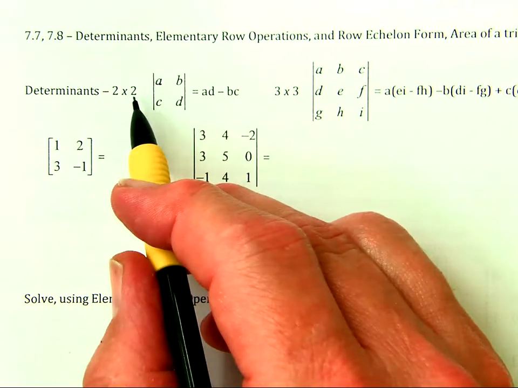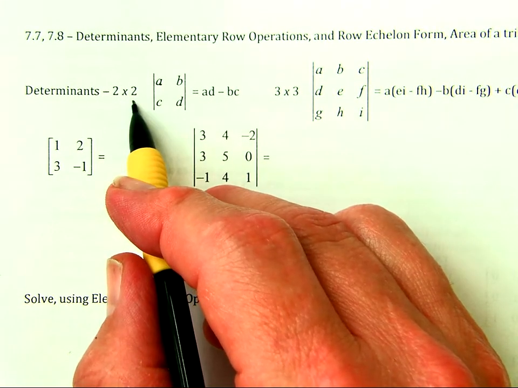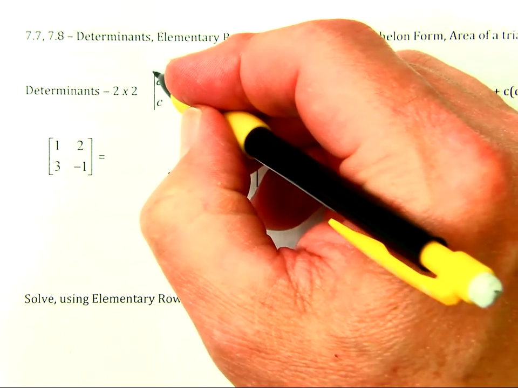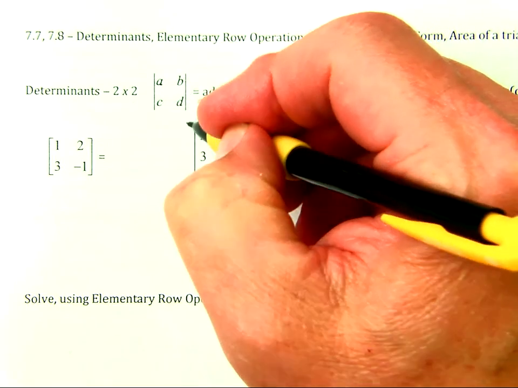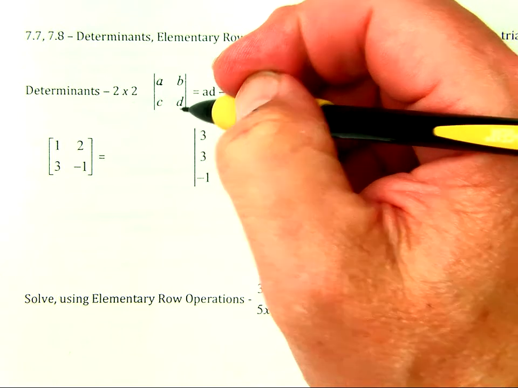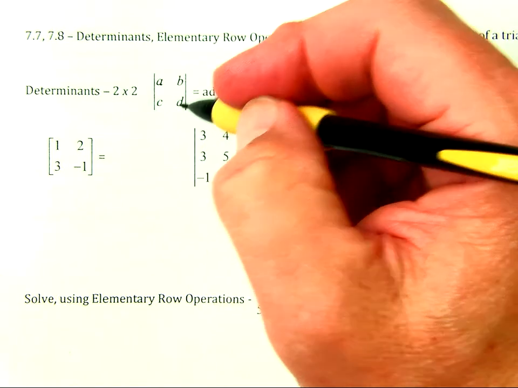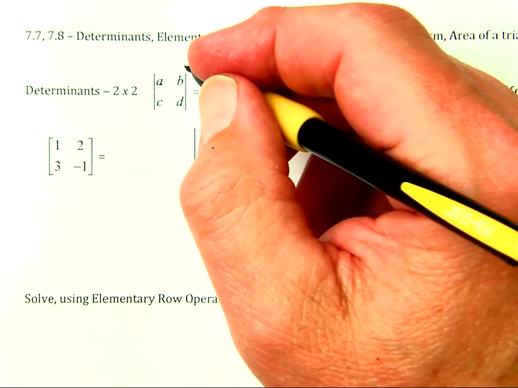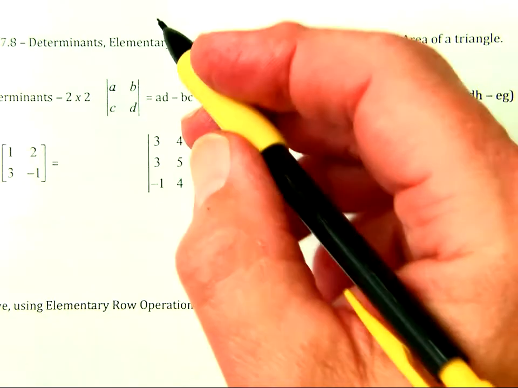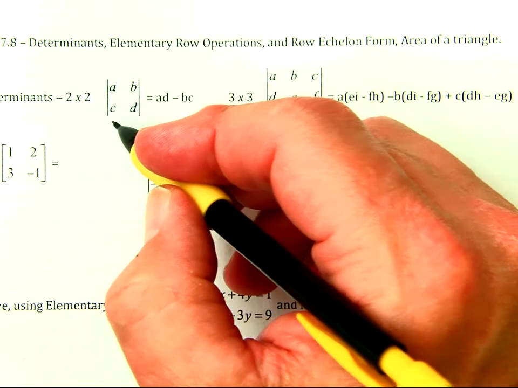Now, the determinant of a 2 by 2 is fairly straightforward. If you look at a 2 by 2 matrix, and by the way, the symbol for determinant, notice these look like absolute value signs. That means the determinant. If it's just straight lines, that means it's not the matrix, it's the determinant of the matrix. To find the determinant of a 2 by 2, you cross multiply and subtract.